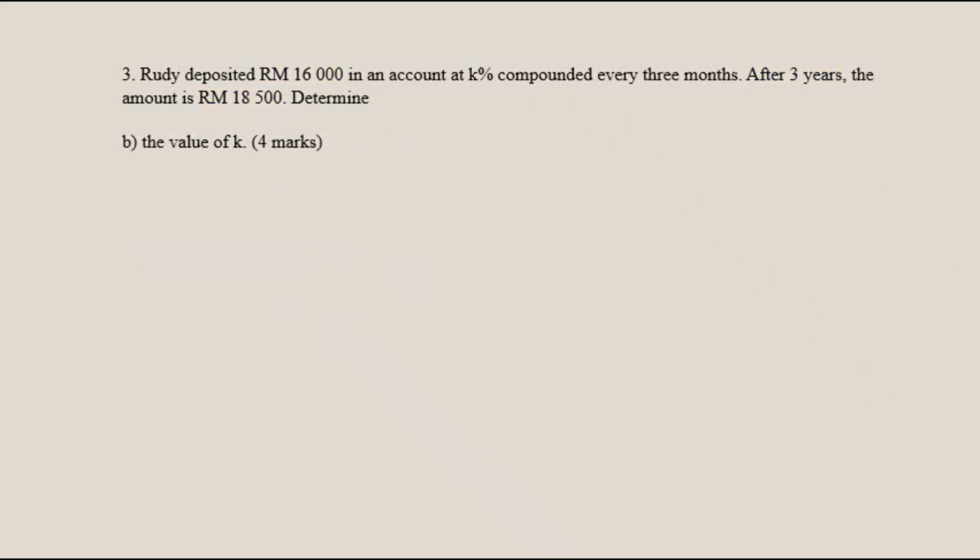For question 3b, we have to find the value of K. To answer this question, we have to identify the future value of the investment, the principal value, the interest rate, the number of times the interest is compounded, and the number of years the money is invested. After that, we can identify the missing component, which is the interest rate. To find the interest rate, we have to use the compound interest formula.